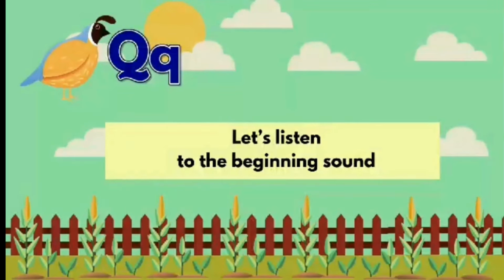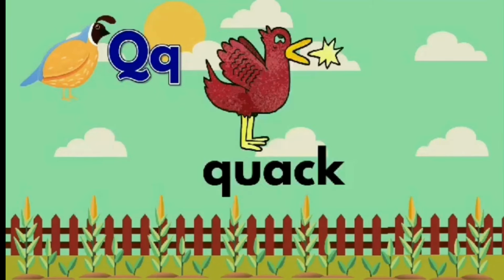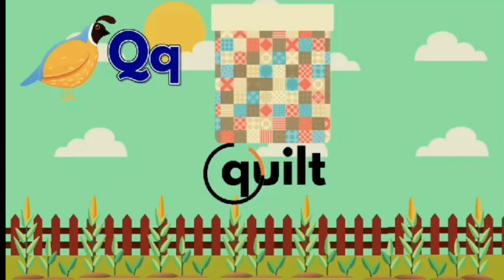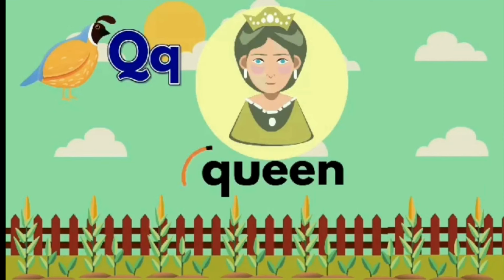Let's listen to the beginning sound of each word. Circle the beginning Q sound. Quack. Quiz. Quilt. Queen.